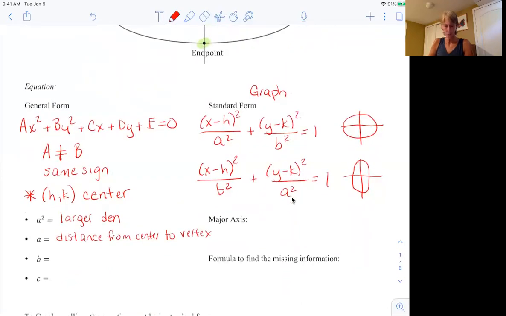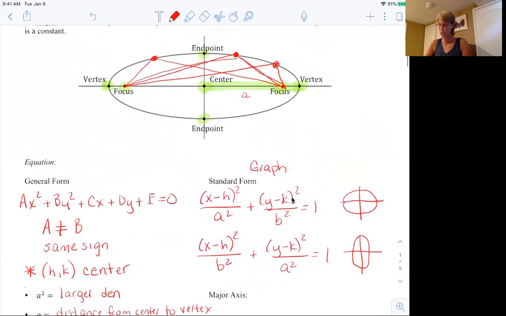The b value is going to be the distance from the center to our endpoint. We go back up to our picture. Our b value is going to be however many boxes you count to get from the center to an endpoint.